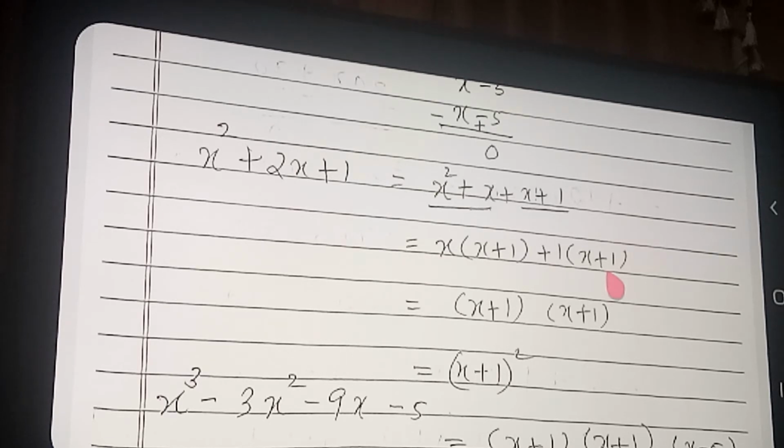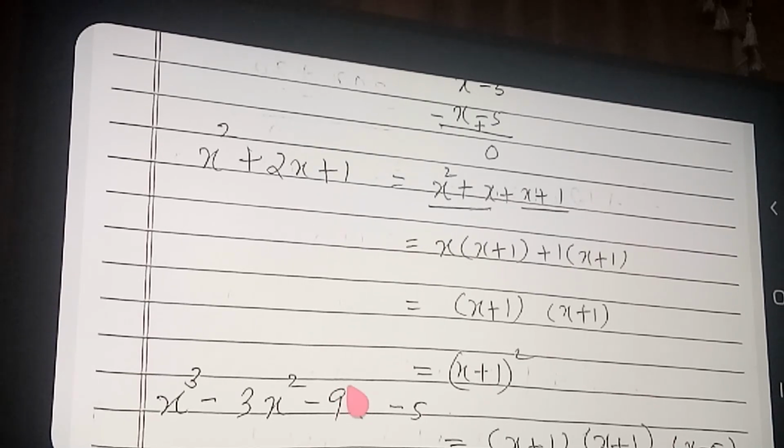So here x plus 1. x plus 1 is taken common outside from both the terms. Then what is remaining here? x and plus 1. So x plus 1 into x plus 1, x plus 1 the whole square. Okay. So you got the factors now. Which are the factors? x plus 1 the whole square is a factor and x minus 5 is a factor. Clear? So 3 factors we got now.